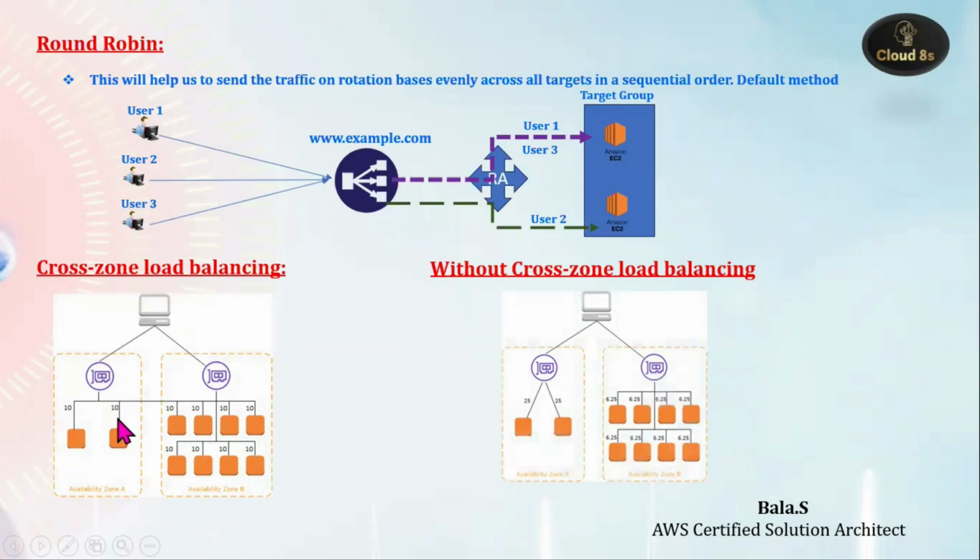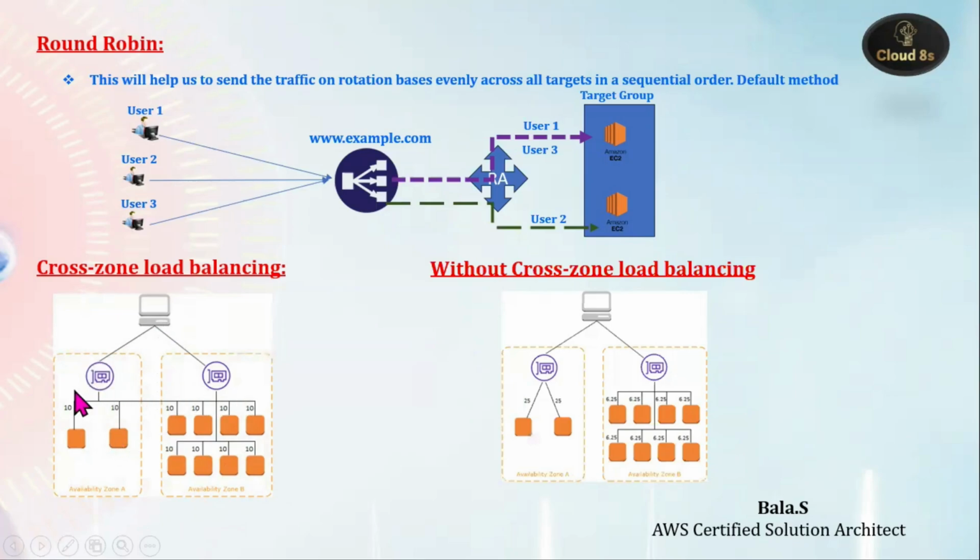Basically, the traffic will be distributed across those availability zones. If you can see in the image, I have two availability zones, zone A and zone B. In zone A, I have two instances, and in zone B, I have eight instances. Whenever I configure round robin with cross zone load balancing, what will happen? It will distribute across all the instances, at the instance level, not the availability zone level.